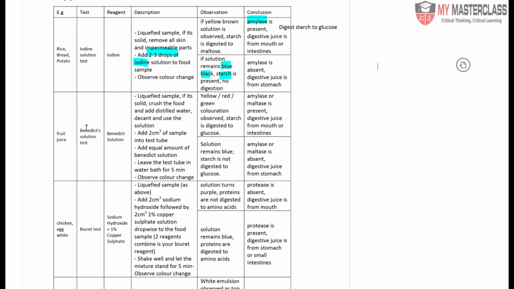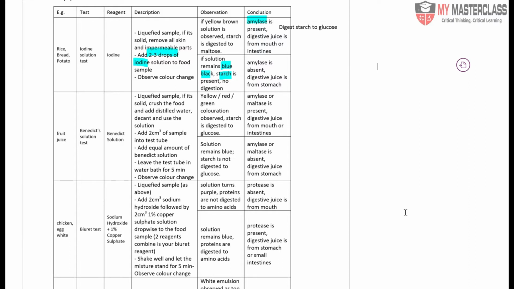If I'm using Benedict solution, similarly I will have the observation yellow, red or green if digestion has taken place. The moment the substances are digested and become a reducing sugar, it will turn up positive in a Benedict solution test. So I repeat, it will turn up positive in a Benedict solution test if there is amylase present to digest my starch into a reducing sugar.